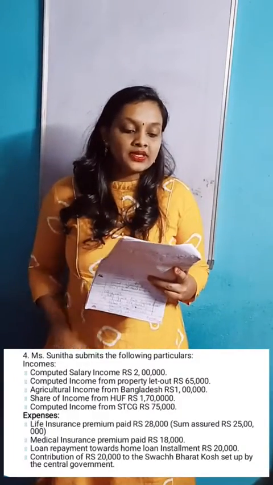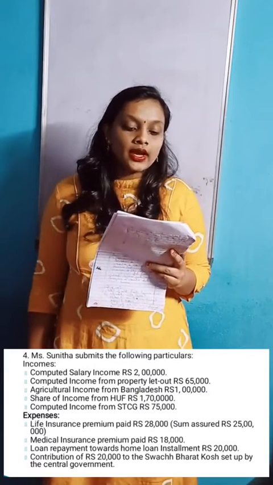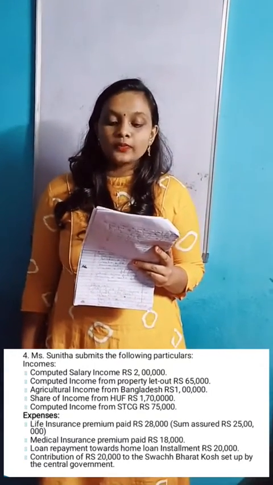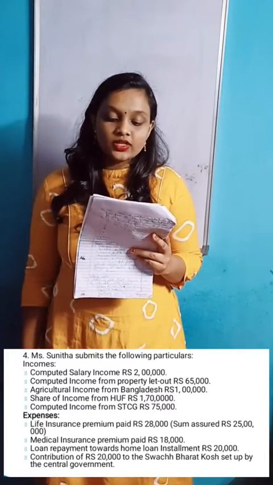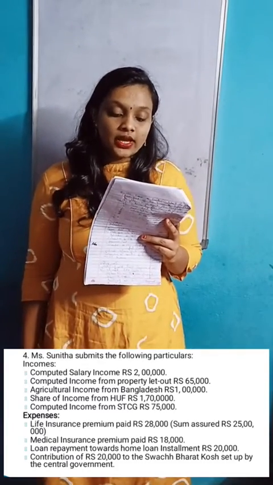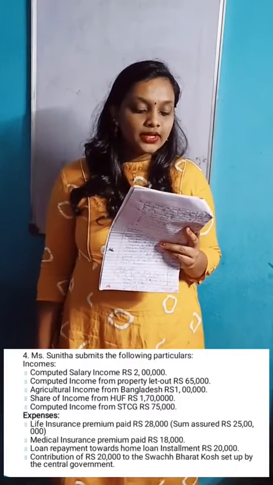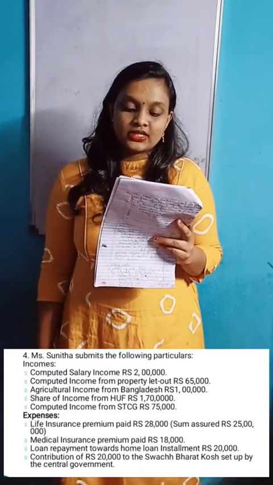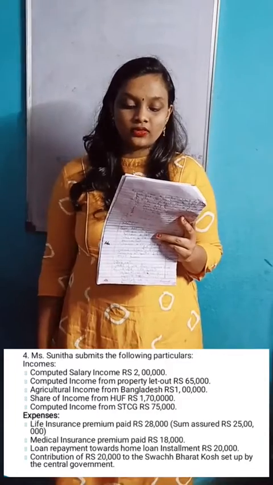Question. Miss Sunita submits the following particulars. Incomes. Computed salary income 2 lakh. Computed income from property let out rupees 65,000. Agricultural income from Bangladesh rupees 1 lakh. Share of income from HUF rupees 1,70,000. Computed income from STCG, that is short-term capital gain, rupees 75,000.